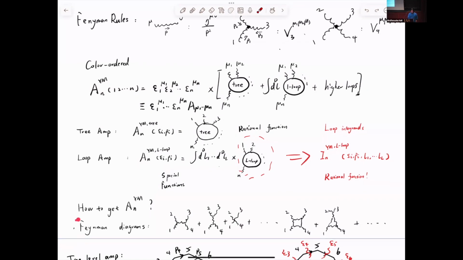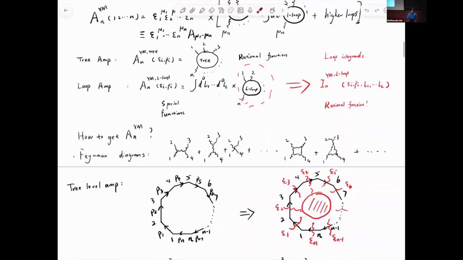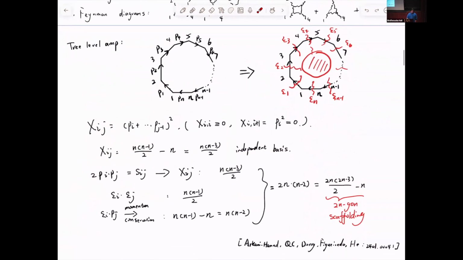So the first question is how to get those amplitudes. The usual approach is to draw all the possible Feynman diagrams, but as we learned from Jack's talk, the number of Feynman diagrams grows very fast, and it is hard for us to calculate. So we need a new, more efficient way to calculate these amplitudes. Let's begin with the tree-level amplitude. For n-point massless particles, you can form the n-gon to describe the Feynman diagrams, drawing pictures of the Feynman diagrams.